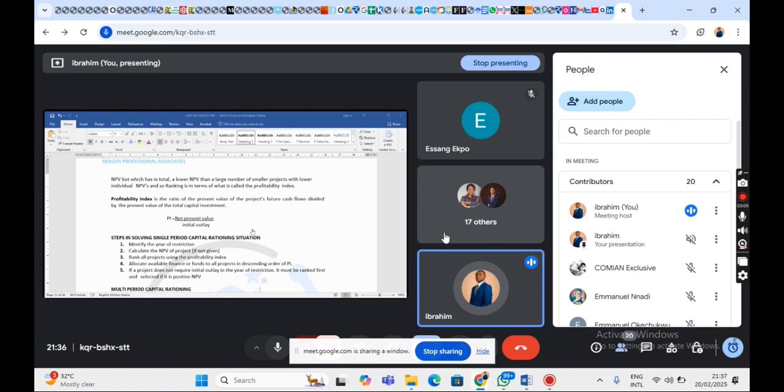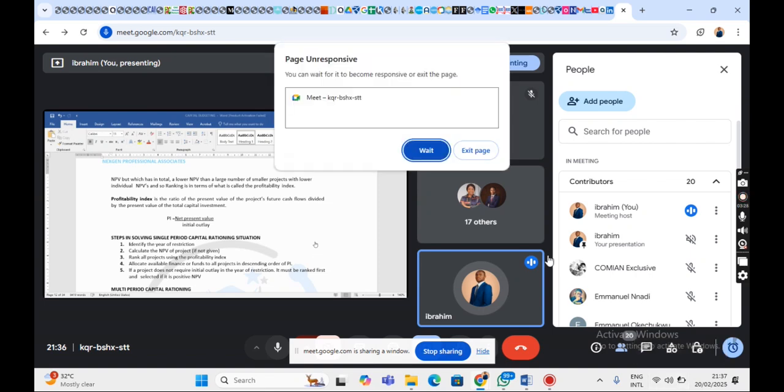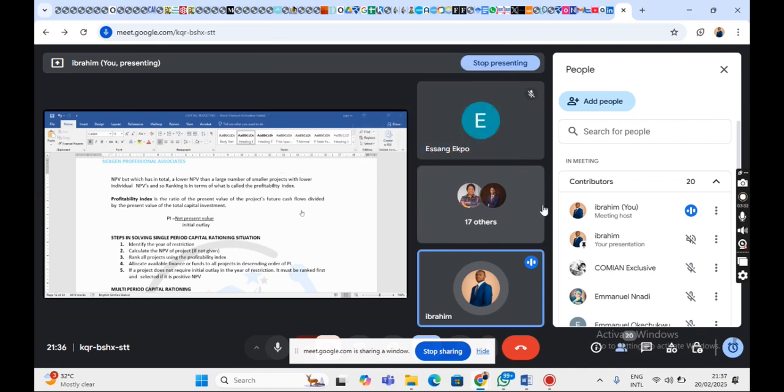And that is where you will now look at it. Do we have a project that is mutually exclusive? Is there a project that is a dependent project? And that is when all these terms come into play, right? Now, if you want to determine under capital rationing, the steps in solving single period capital rationing: the first step is to identify the year of restriction, right?